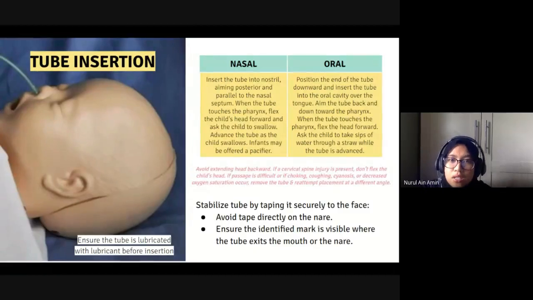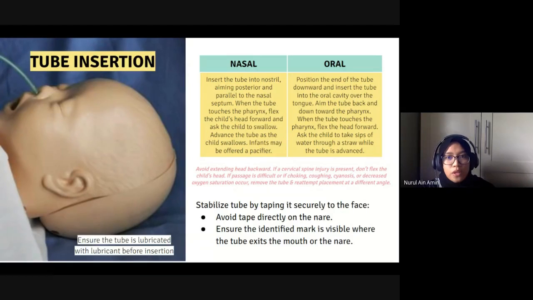And if the child is cooperative, you can ask the child to swallow. And infants can sometimes even be offered a pacifier. As I say, it's optional to induce swallowing. Okay, next for oral. From the center of the lips, you position the tube downward and insert it into the oral cavity and over the tongue. So you try to aim the tube back, down, and towards the pharynx.